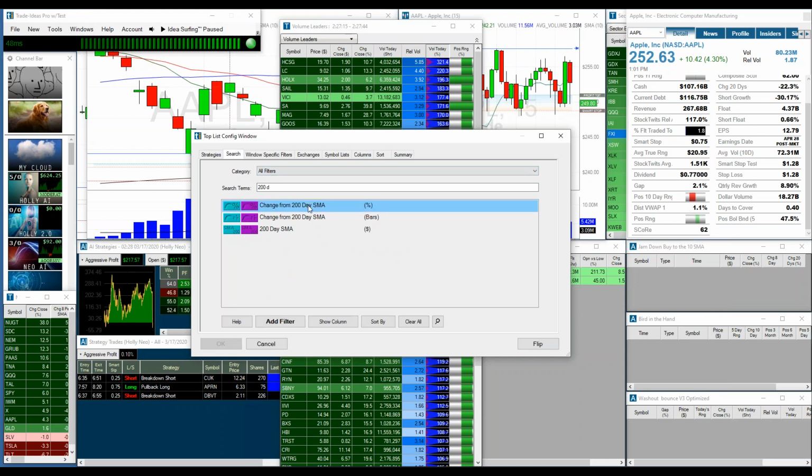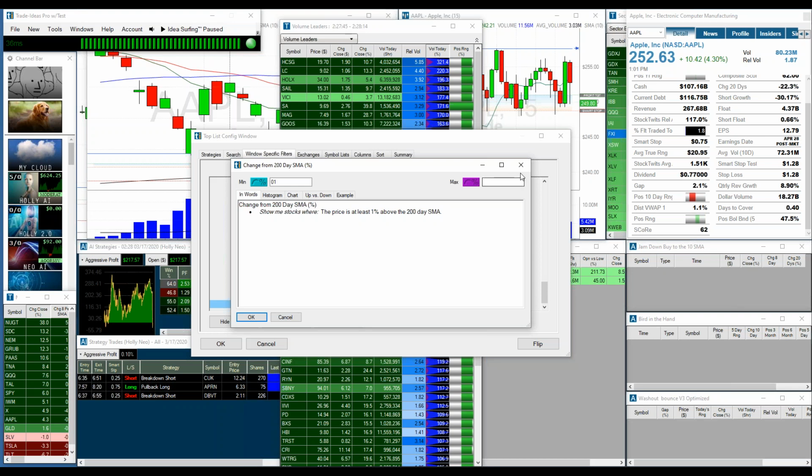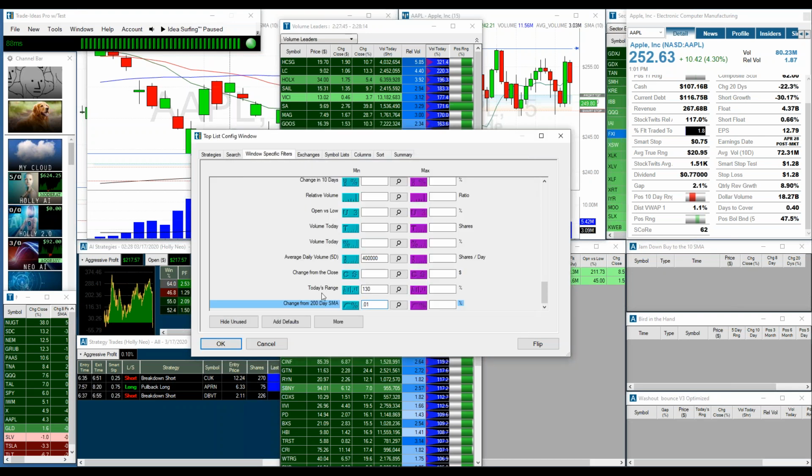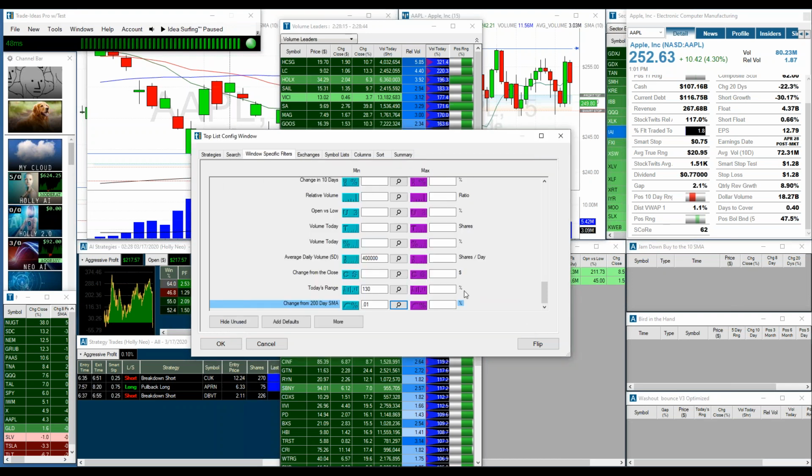Change from 200-day moving average, that's our target right there. Let's add that filter, and here's what we're going to do. In a perfect world, I'd put a 0 in there that says the price is above the 200-day moving average. So let's just start there. Price is above the 200-day moving average by 0.01%. I need to put point. The price is at least 0.01% above the 200-day moving average. And I think I'm just going to leave it at that. There's probably no point in putting a cap in there, because I'll take anything above the 200-day as long as the candles look like that.